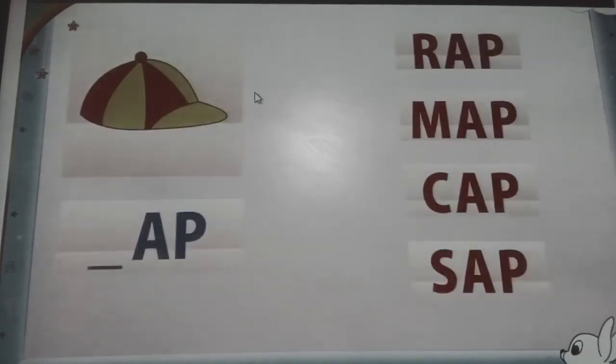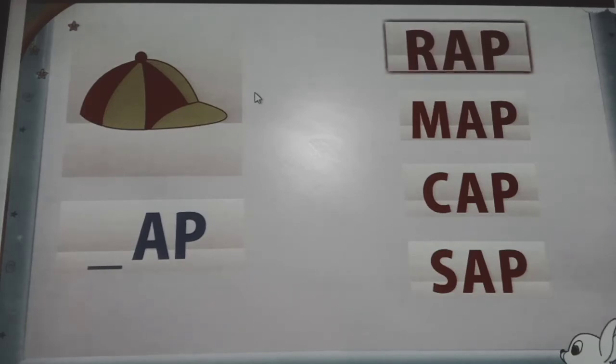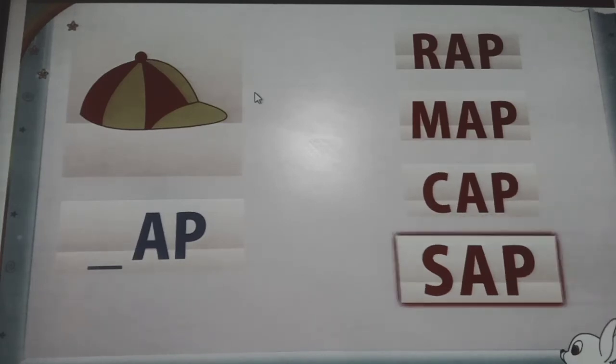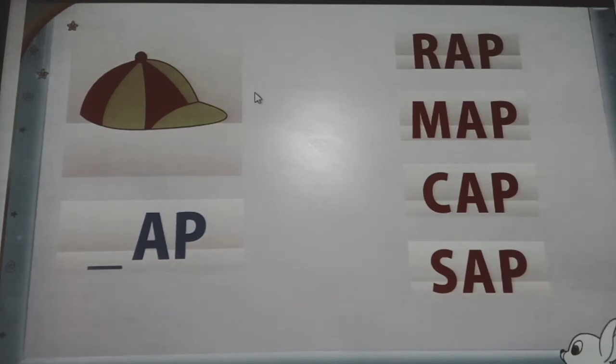Let us look at another set. All these words end in A, P. The consonants are R, M, C, and S. The rhyming words are rap, map, cap, and sap. The word that matches with the picture is dash, A, P. C, A, P, cap.